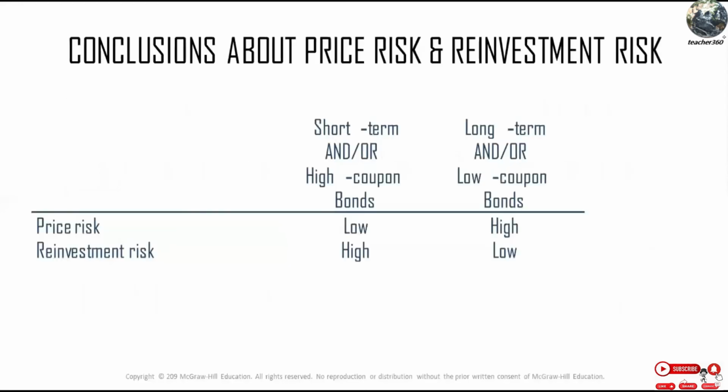So now we can conclude in which case the price risk and reinvestment risk is more sensitive, in short term or long term. In short term or high coupon bonds, the price risk is low and reinvestment risk is high. But in long term or low coupon bonds, price risk is high and reinvestment risk is low. So based on this, the investor can make a decision whether they will invest in short term or in long term.